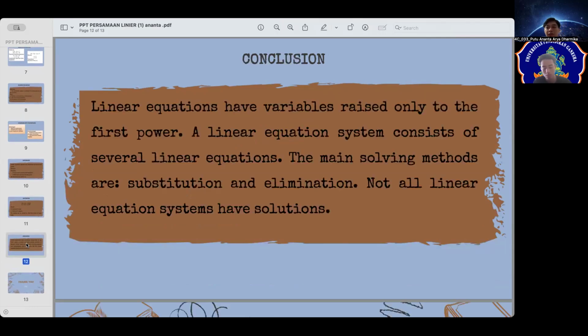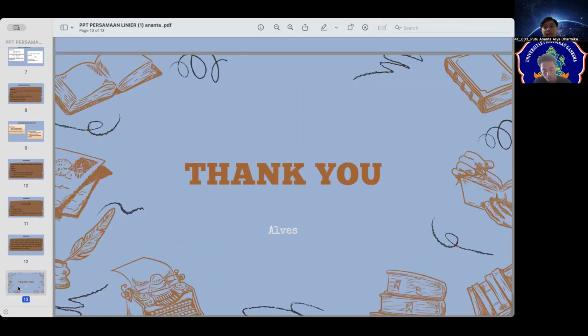The conclusion of today's material: a linear equation has variables raised only to the first power. A linear equation system consists of several linear equations. The main solving methods are substitution and elimination, as before. Not all linear equation systems have a solution. That's all the material for today, so we have reached the end of today's lesson.